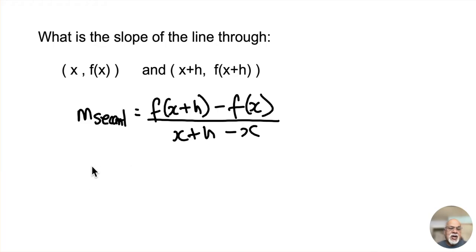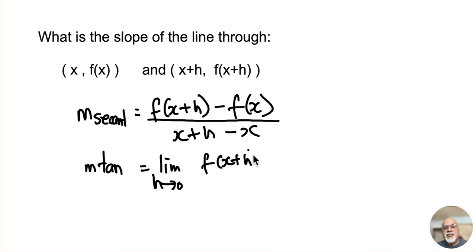Now, what we're after is the slope of the tangent. And so the slope of the tangent, which I will just abbreviate as m tan, would be the limit as h goes to 0 of f of x plus h minus f of x. And of course the x's here cancel, and so we end up with just all over h.